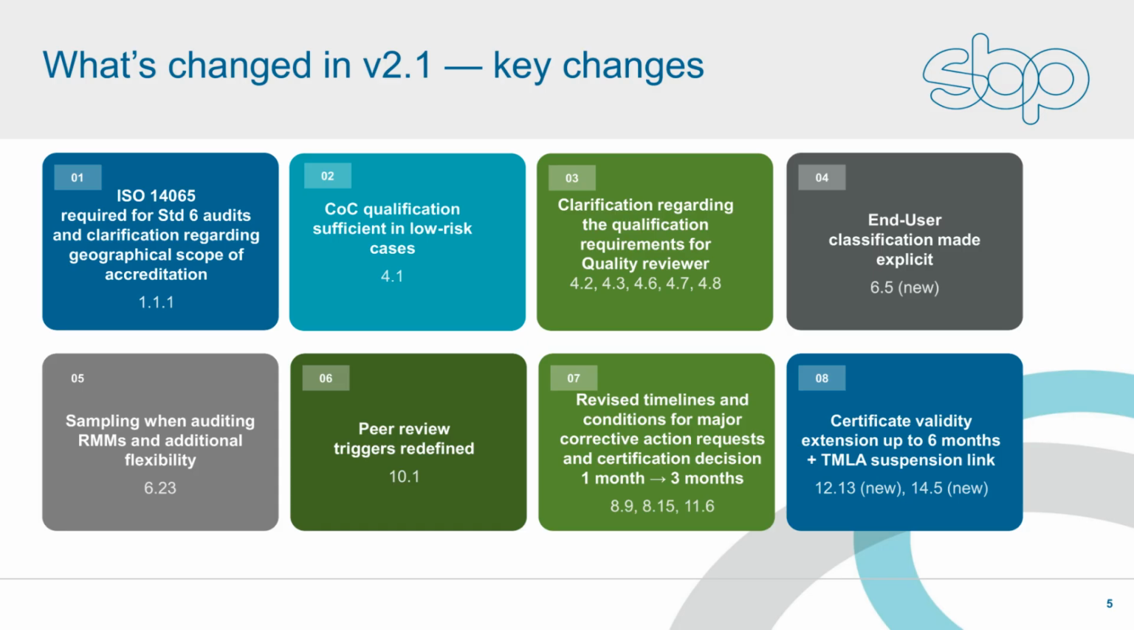Sixth, the triggers for peer review are redefined under indicator 10.1. Seventh, revised timelines and conditions for major corrective action requests and certification decisions relax the deadline from 1 month to 3 months, aligned with the 90-day reporting window under indicators 8.9, 8.15, and 11.6. Eighth, a new safety valve under indicator 12.13 allows certificate validity to be extended by up to 6 months in exceptional circumstances, and a new indicator 14.5 links trademark license agreement suspension to certificate status. We will cover each of these in detail as we go.